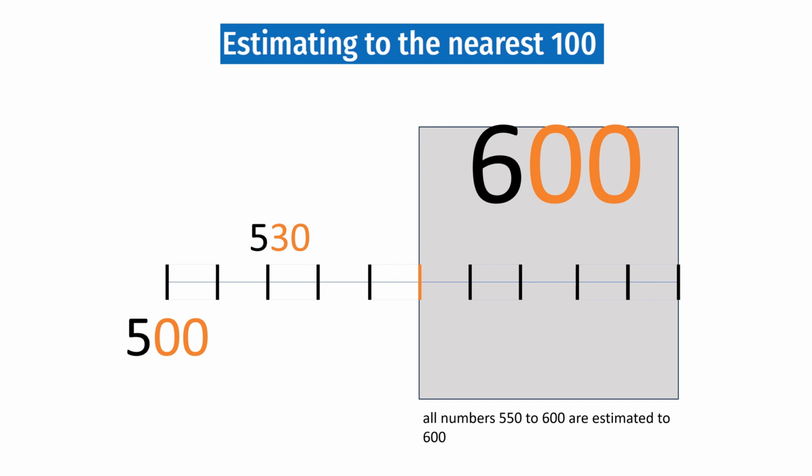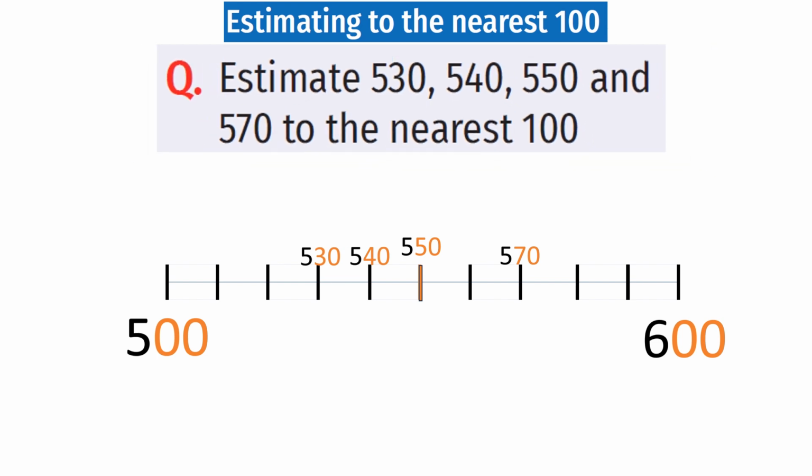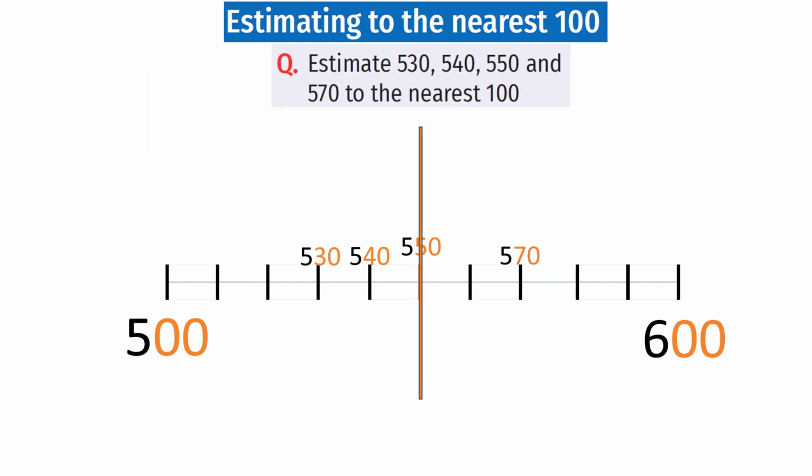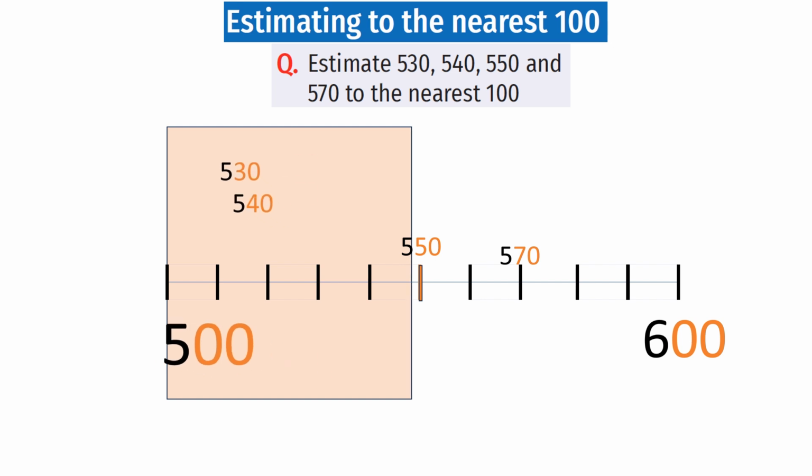Getting back to the question, let us map the numbers on the number line. Now, notice the midpoint 550. The numbers 530 and 540 are on the left of mid. So, estimated to the nearest 100, 530 and 540 are estimated to be 500.